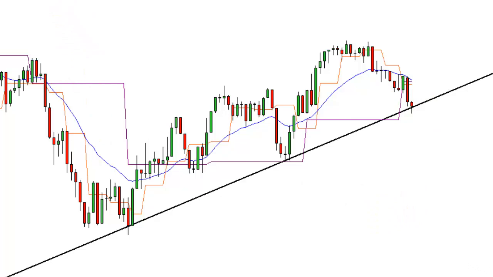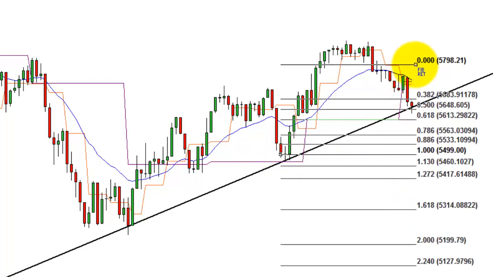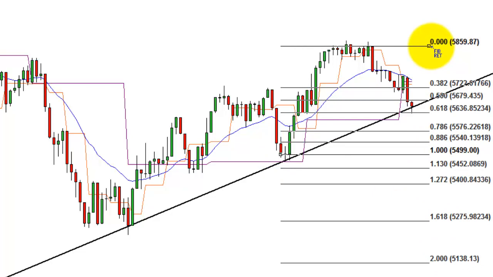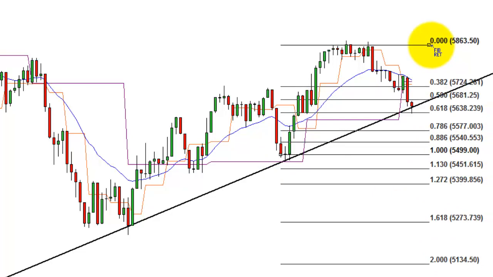What else do we have? Let's have a look at our Fibonacci retracement. Take it from the most recent swing low to the most recent swing high. And we've got a 0.618 Fibonacci retracement to this Fibonacci level. That's great.